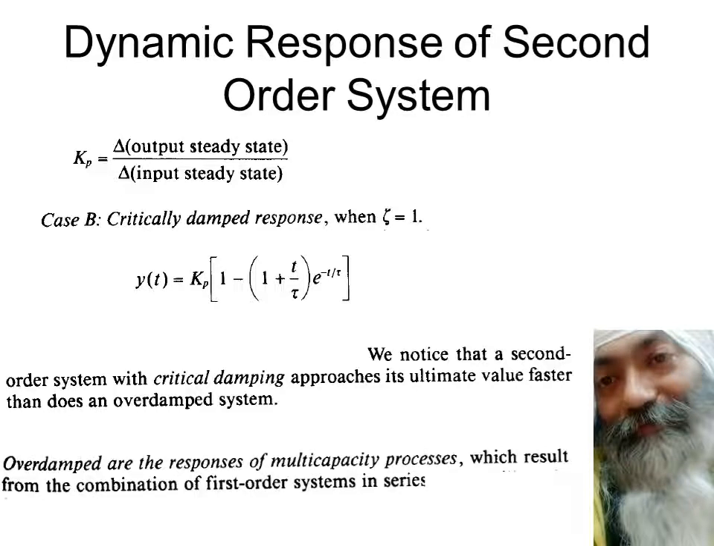So where do we find overdamped response? Mostly in multi-capacity processes. The response is second order, but it is not oscillatory, and the reason it is not oscillatory is that zeta is often more than 1. That's what we are going to see in the subsequent sessions.